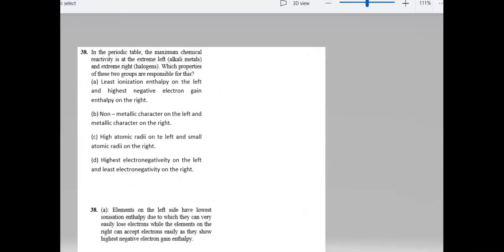Now we are going to start the 38th question. In the periodic table, the maximum chemical reactivity is at the extreme left and extreme right. Which properties of these two groups are responsible for this? The answer is option A, because the elements on the left side have the lowest ionization enthalpy, due to which they can easily lose electrons, while the elements on the right accept electrons easily as they show the highest negative electron gain enthalpy. So the answer is option A.